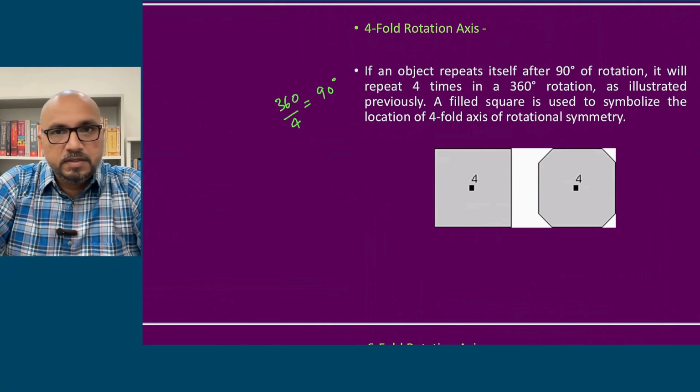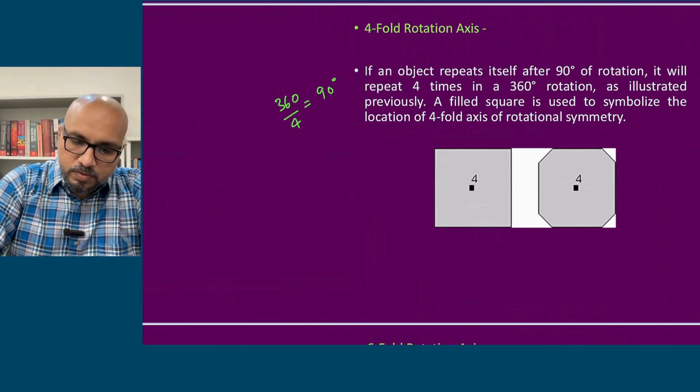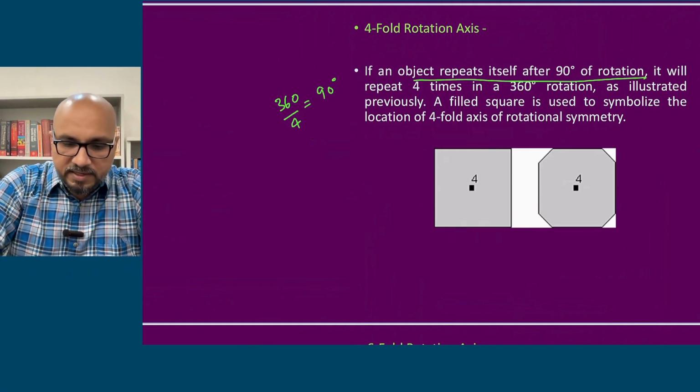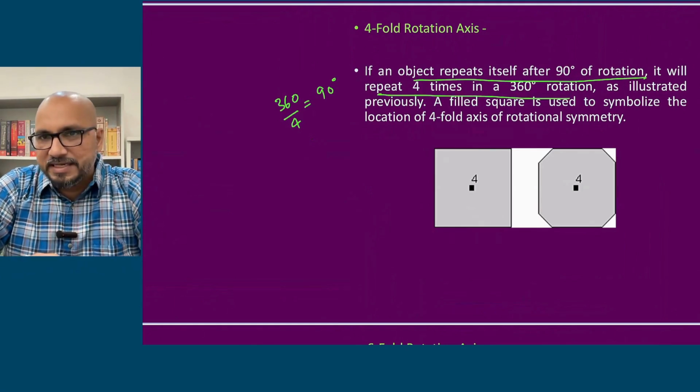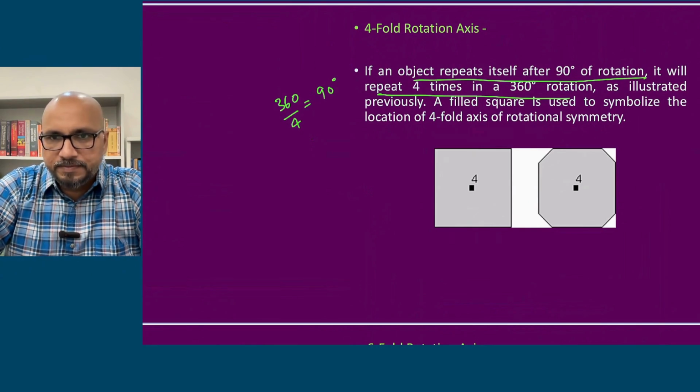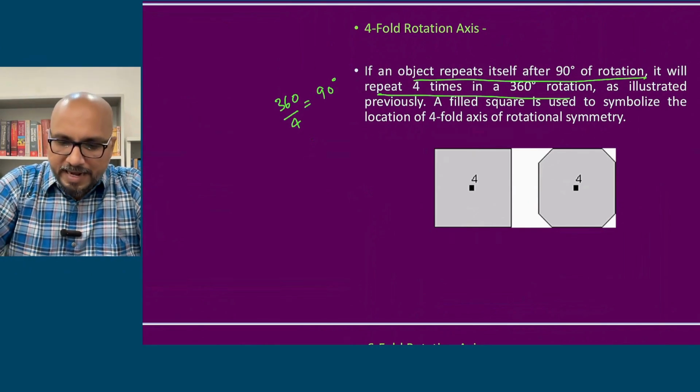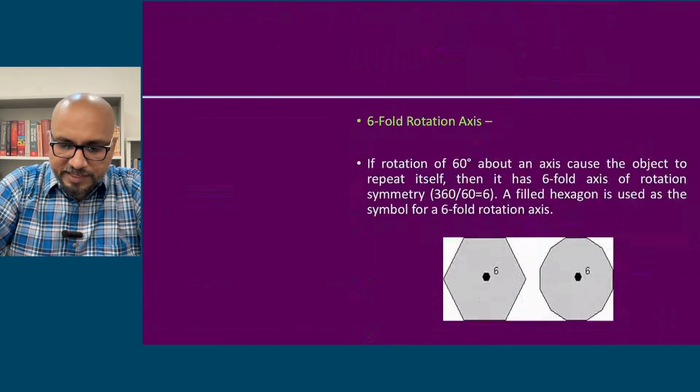Okay. So if an object repeats itself after 90 degrees rotation, it will repeat 4 times in a 360 degrees rotation. Okay. So four-fold axis of rotation. So it has a four-fold axis of rotational symmetry.